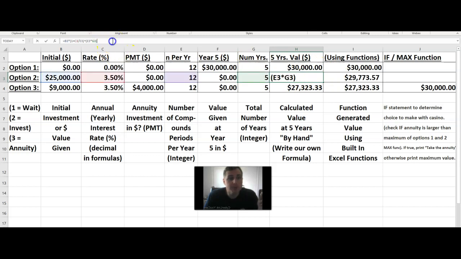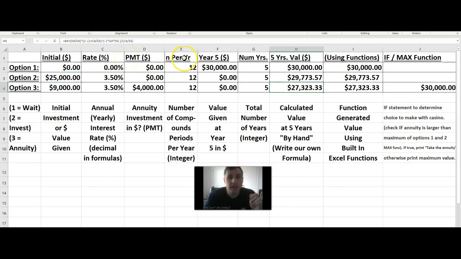If we perform option 2, notice that when you're actually calculating these things in Excel, I recommend you click on the formula in the top bar because it highlights the cells with color and it shows you which cells you're referring to.